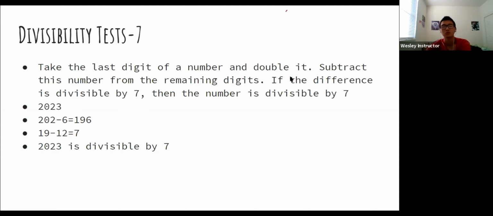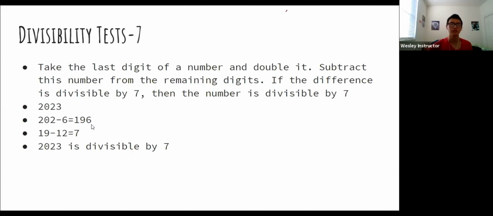Okay, 7. This rule is a little bit complicated. Take the last digit of a number and double it. Then subtract this number from the remaining digits. If the difference is divisible by 7, then the number is divisible by 7. So for example, 2023. We take the last digit 3 and double it, so that equals 6. And we have the remaining digits of 202. And then 202 minus 6 equals 196. And that is divisible by 7.